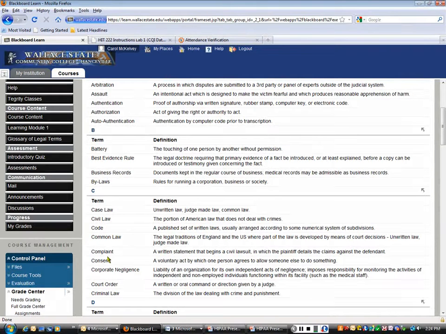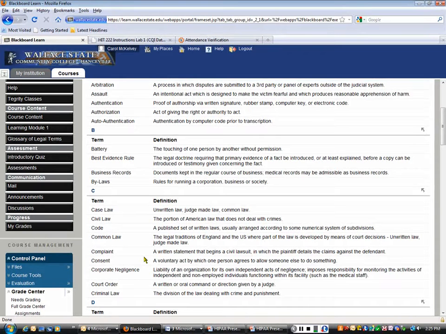A complaint. A complaint is a written statement that begins a civil lawsuit in which the plaintiff details the claims against the defendant. So that starts the court proceedings where a complaint is filed, and it is a written statement. They say in a civil case, remember civil is between two individuals, or it can be an individual and a corporation, but it spells out exactly what the wrong was that was done. So it details the claims that the one who is suing, or the plaintiff, is making.